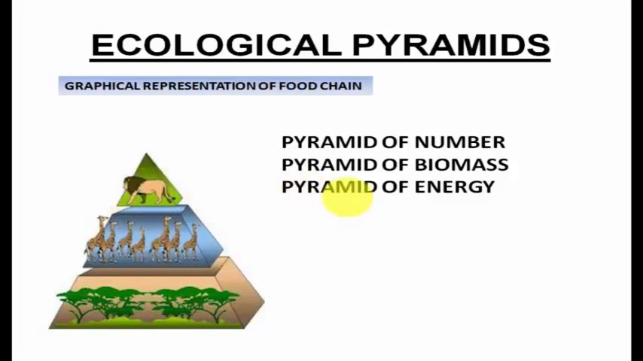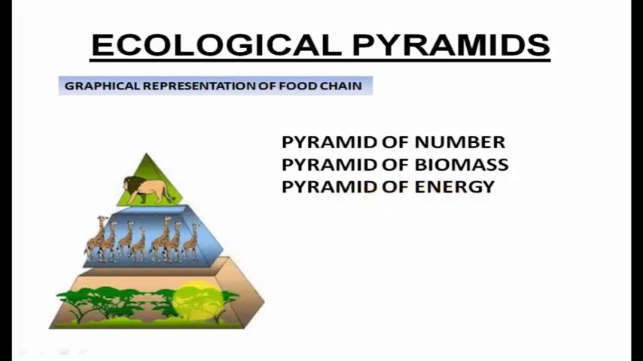Pyramid of biomass represents the weight of the organisms available at every level. So here it is the dead weight of these plants, then the weight of these giraffes, and the dead weight of the lion. So this is nothing but the dead weight of each and every organism available at every level.